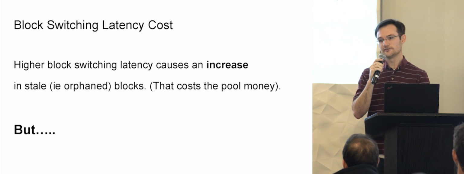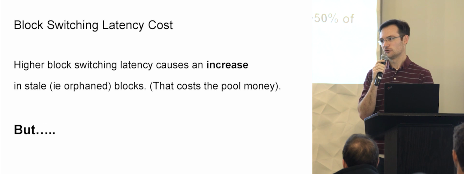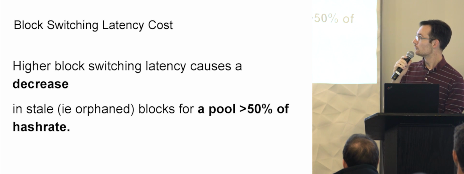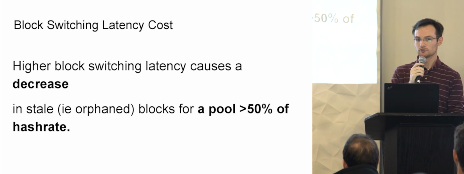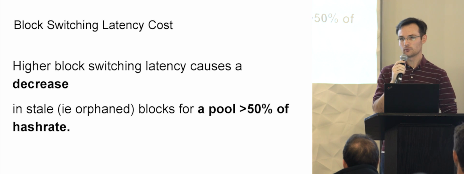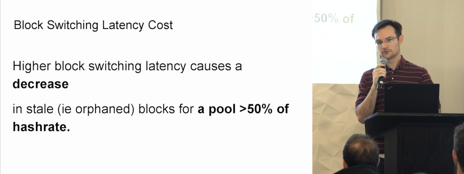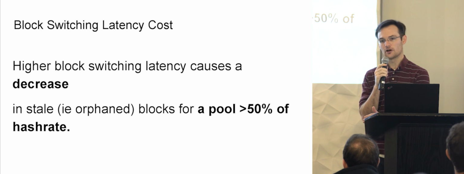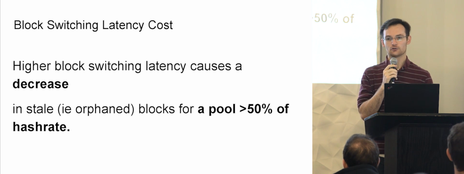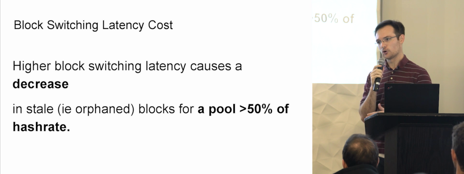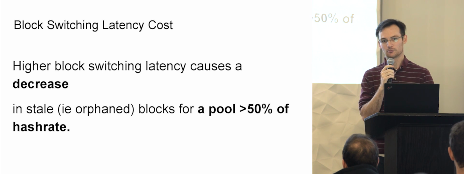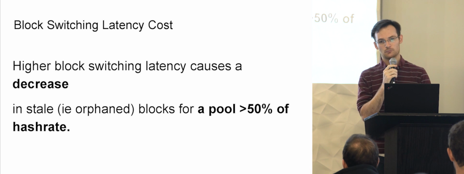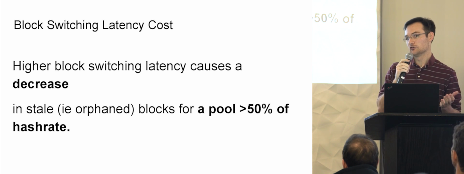But there's one detail here that's a little different. For pools that are more than 50% of the network hash rate, as their latency to switch goes up, they cost everybody else money. Their profits go up by not telling anybody else about their blocks. They are effectively 51% attacking the network at that point, maybe on accident even.